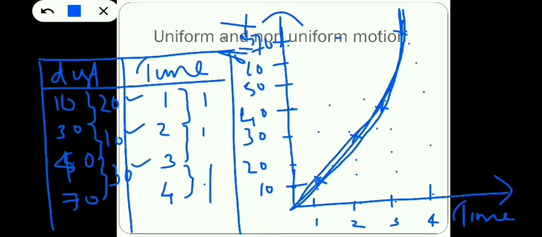Okay, children. So that's about uniform and non-uniform motion. Now, all of you just do one thing.